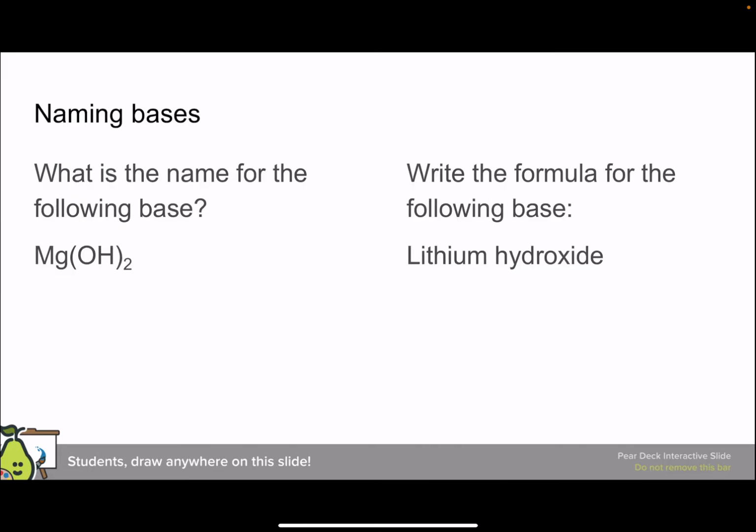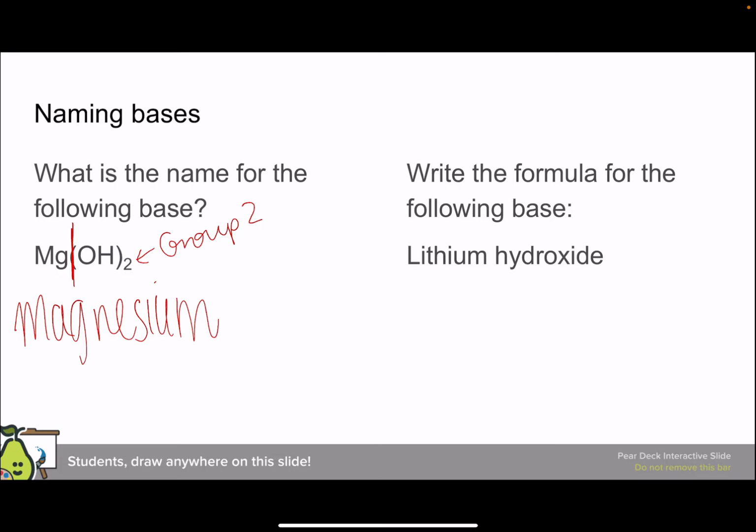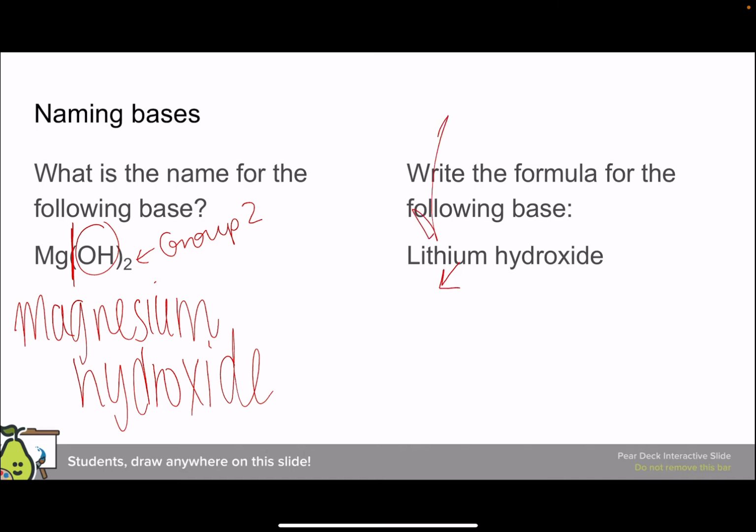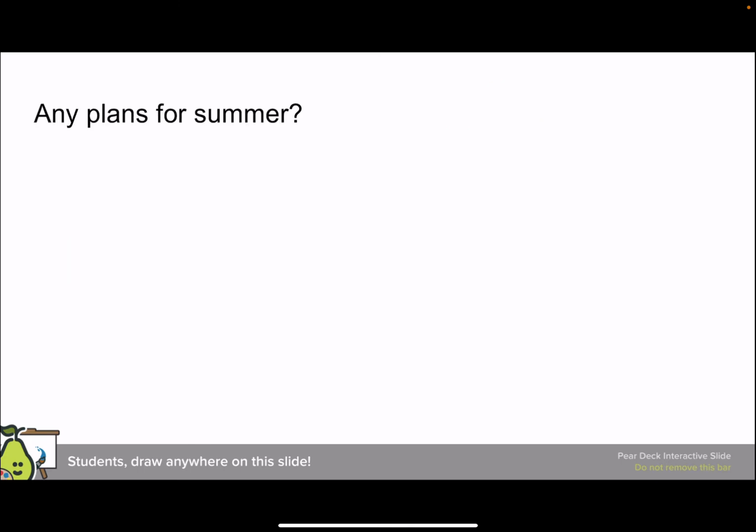Naming bases, what is the name for this one? Now the 2 behind it just lets us know it's in group 2 and it does nothing for the name. So we just have to name Mg first, which is magnesium. And then we'll see that OH is going to be hydroxide. So naming this base, it would be magnesium hydroxide. Now, what is the formula for this one? So we need to translate lithium, which is in group number 1. So we just need one hydroxide. So lithium is Li, hydroxide is OH.